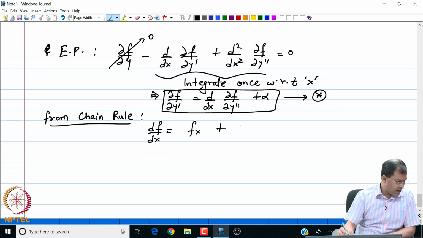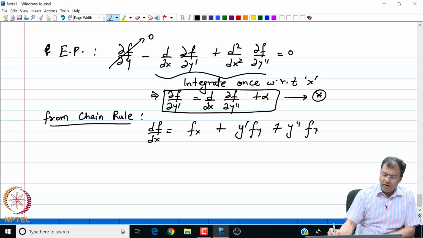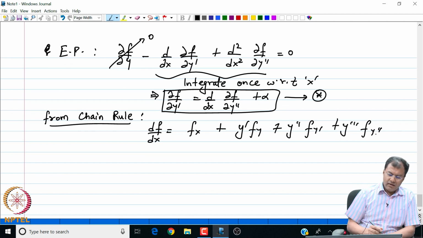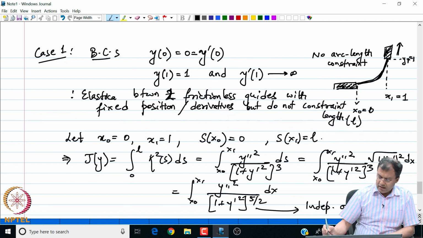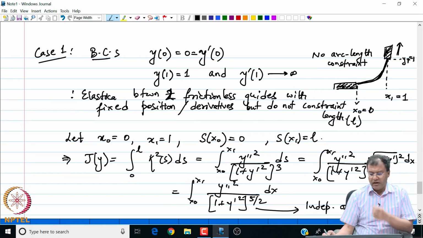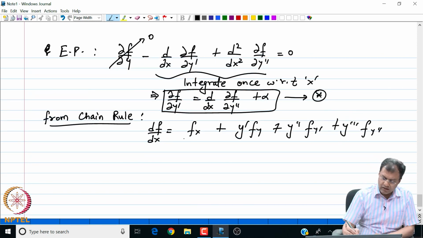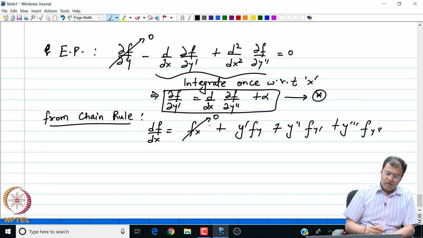So, f of x times y prime f of y plus y double prime f of y prime plus y triple prime f of y double prime, right. So, also notice again this particular integrand is independent of x explicitly. So, it is independent of y, it is independent of x. So, which means that this partial is 0, right.